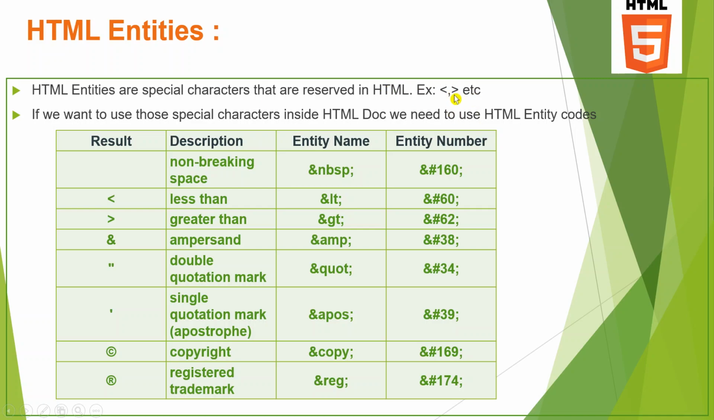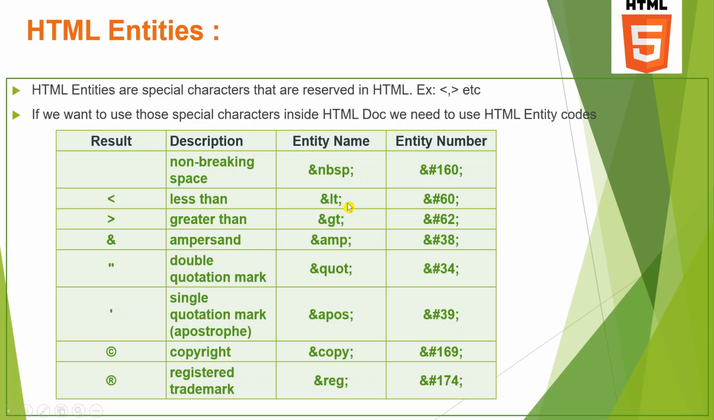So to avoid that, we need to follow some methods to display the special characters. These special characters are called entities. If you want to use these symbols, we need to use predefined HTML entity codes. It is described here. If you want the less than symbol to appear on your web page, you need to use ampersand lt, that means less than.